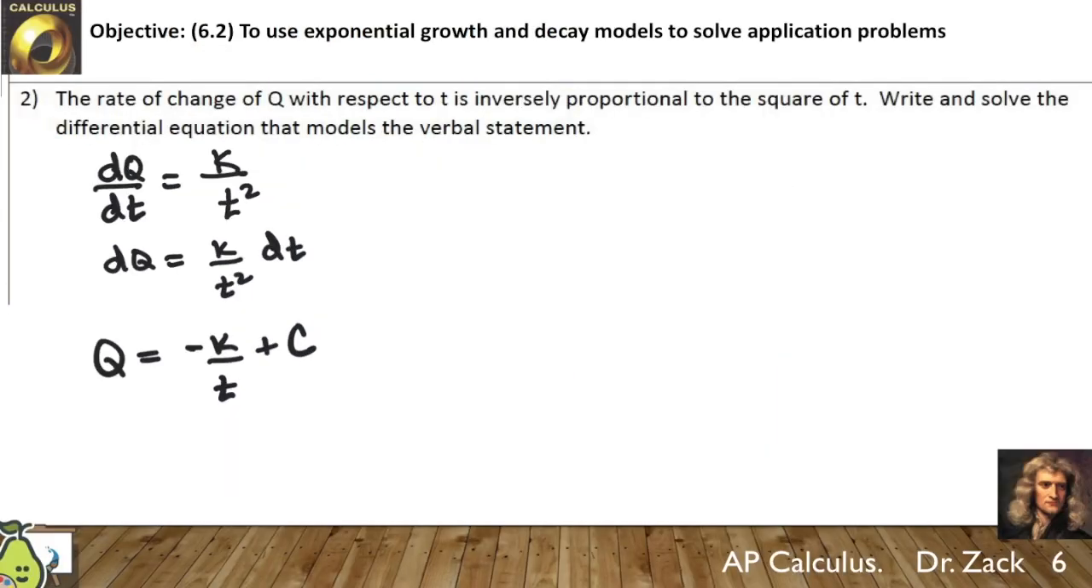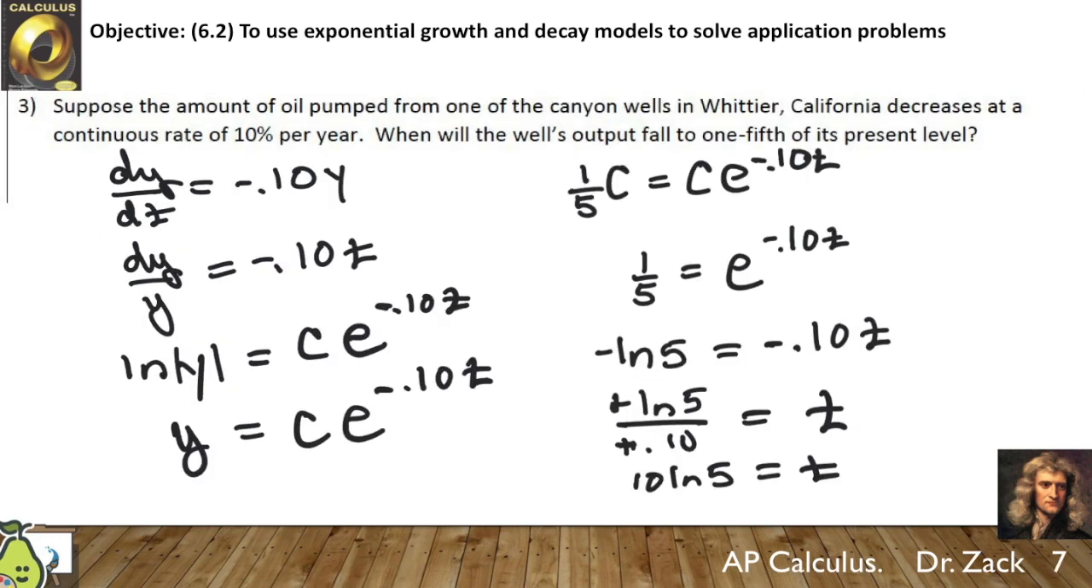All right, let's check your answer for question 2. Fairly straightforward problem. Probably would be better if I'd written this as Q of t as the final solution. For number 3, you have a continuous decrease, and then you're going to integrate and you come up with y equals c e to the negative 0.1t. Now you're looking for when you have 1/5 the original amount, but you weren't told the amount that you had. You can still solve it though, because your c values will cancel.